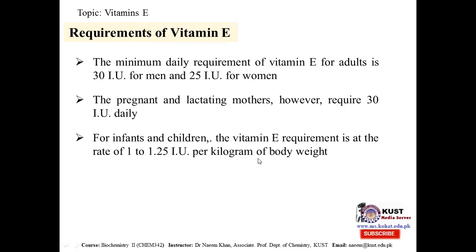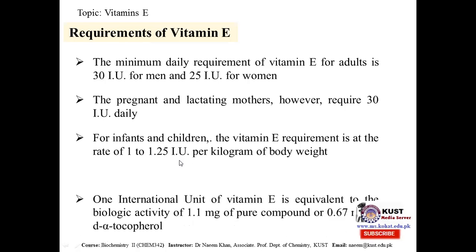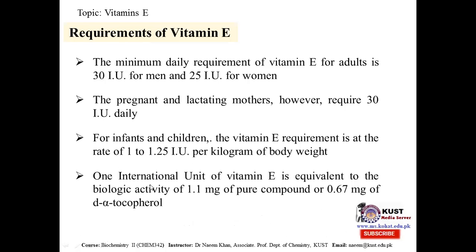So looking at the body weight, the requirement of vitamin E increases. Now, what is the international unit for vitamin E? One international unit of vitamin E is equivalent to the biological activity of 1.1 milligram of pure compound or 0.67 milligram of D alpha tocopherol. So if you are taking 0.67 milligram of D alpha tocopherol, or in case of pure compound 1.1 milligram, its activity will be equal to one international unit.